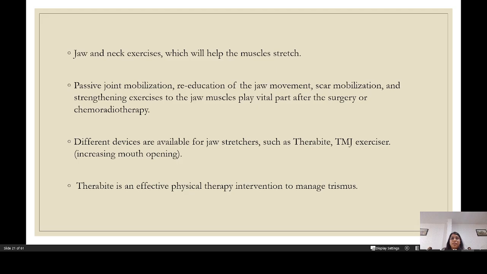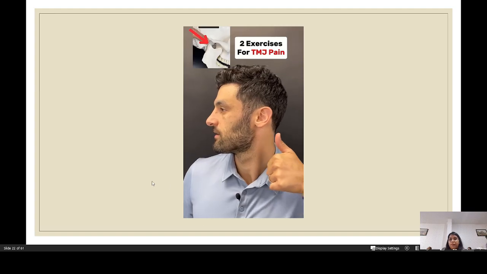Jaw and neck exercises help the muscle stretch, with passive joint mobilization, re-education of jaw movement, scar mobilization, and strengthening exercise for the jaw muscle, which play a vital part after surgery or chemoradiotherapy. Different devices are available as jaw stretchers, such as the Therabite TMJ exerciser. Therabite is an effective physical therapy intervention to manage trismus. So, exercise for the TMJ pain.